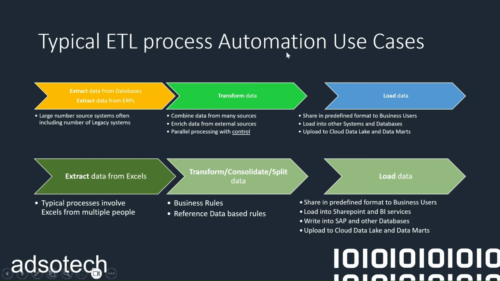Typically, process data is also in Excel, which involves a lot of people in the process. The Excels are passed from people to people, and the data is modified according to business rules. We create reference database rules. We consolidate, split the data, and then again we share it to other business users or to BI services, Power BI, or we write it back to SAP or other databases, and again to cloud data lake and data marts.